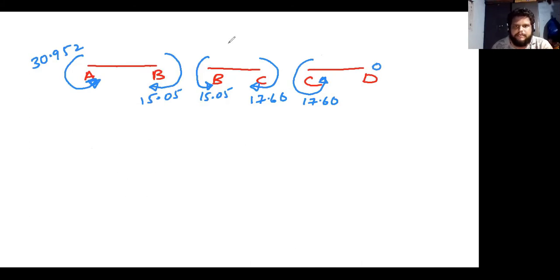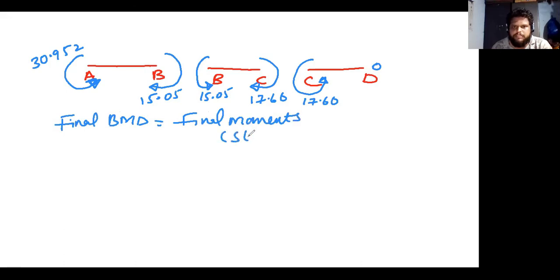Okay. Now I will directly plot the bending moment diagram over here. You just see it. So how to draw the bending moment diagram? The final bending moment diagram equals the final moments in step 4, whatever moments we have got in step 4, plus the span moments. Okay, please note it down. I have to erase this. Okay, so undo.